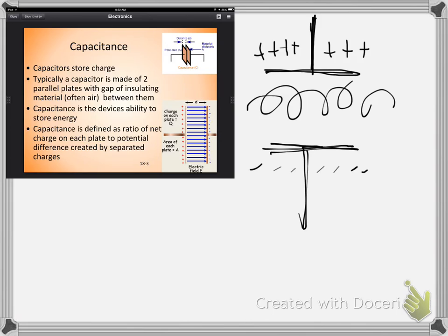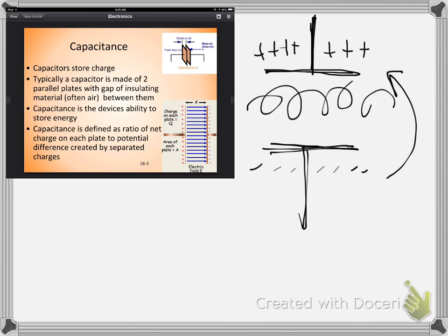We're not going to go into measures of capacitance, but capacitance is basically the amount of charge that you can store. It's the ratio of net charge on each plate to the potential difference created by the separated charges, because of course this creates a difference in electrical potential. And all this stuff wants to flow to there, because you've now got a difference. Everything is trying to get down to a level. Water wants to fall over a waterfall. Electrons want to flow where there are no electrons.